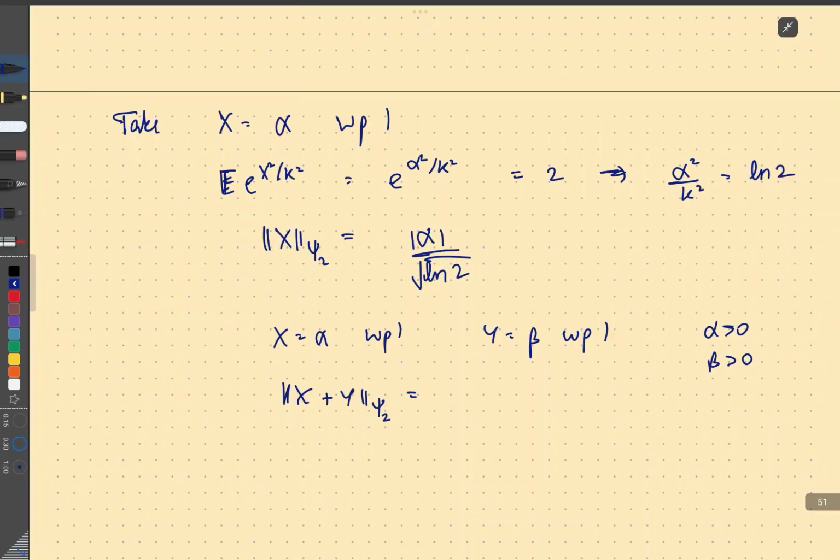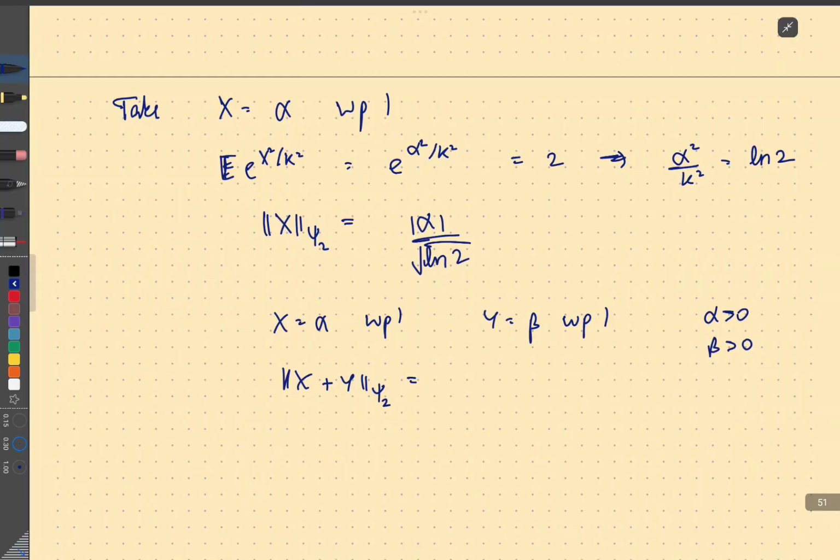So x plus y is also a deterministic random variable, equal to alpha plus beta with probability 1. So the Subgaussian norm is alpha plus beta divided by square root of log 2, right? Which is equal to the Subgaussian norm of x plus the Subgaussian norm of y.